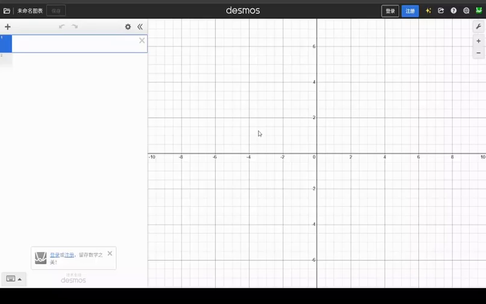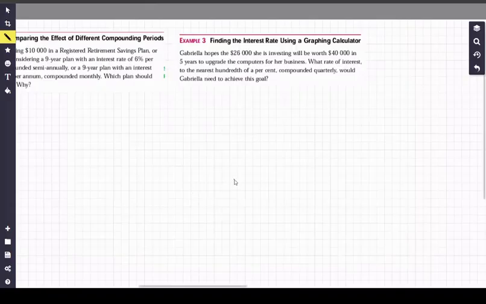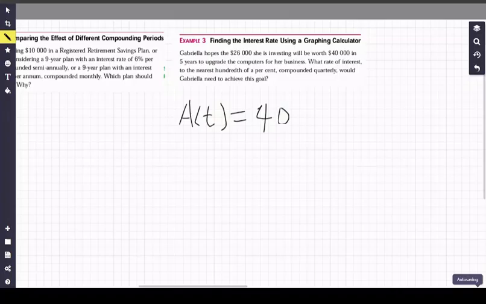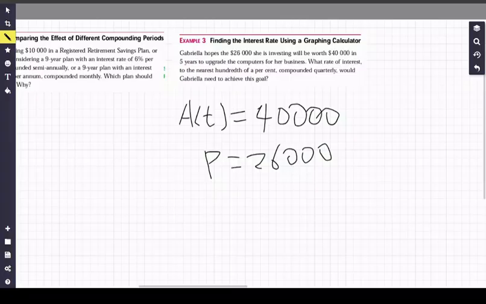So before we start, let's do some math before we can do anything. Let's write everything that we have. We already know the A at time t. It's going to equal 40,000, and our principal amount is 26,000. Our interest rate is what we're trying to figure out. But we have to divide this by 4 because we're compounding quarterly. There are 4 quarters, by the way.